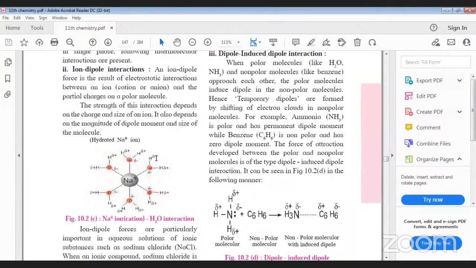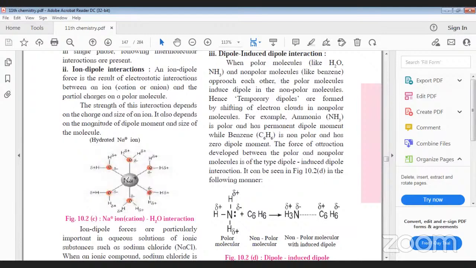So the strength of interaction, the interaction which takes place. Interaction means what, student? Interaction means the type of bond which forms. So the bond which forms between the sodium, see down it is written, a sodium ion, which is a cation, with the water molecule. So the bond which forms between the polar molecule, water, and the positively charged sodium cation depends upon the charge and size of the ion. So strength of interaction depends on the charge and the size. So this is a very important note about the ion dipole interaction.